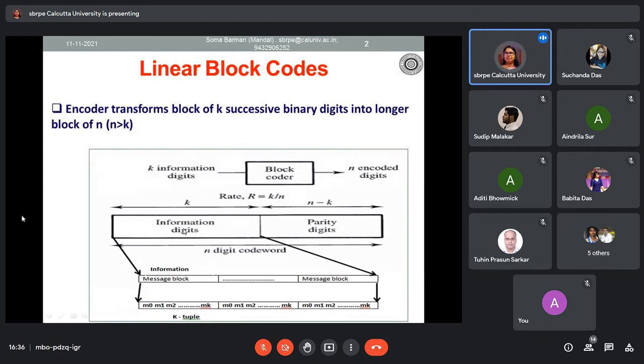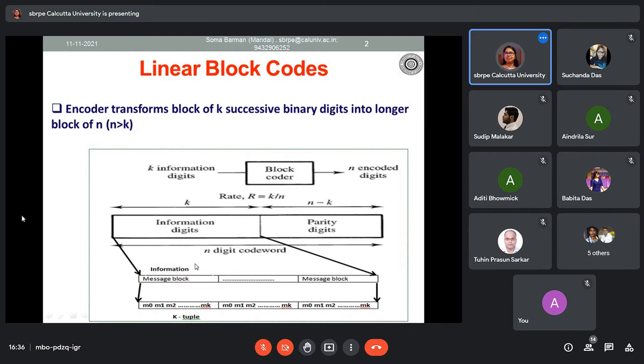In this case, your information digit is k, and you add n minus k parity bits, a systematic addition here. So how many parity bits are you adding? n minus k. So your length of code is n. This code length is transmitted. After the coding technique, you transmit the information to the channel.